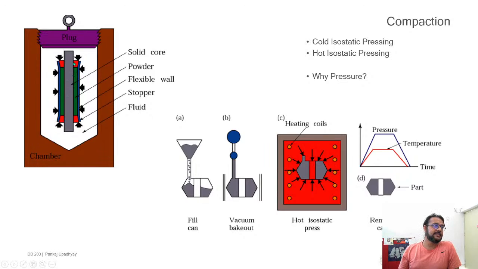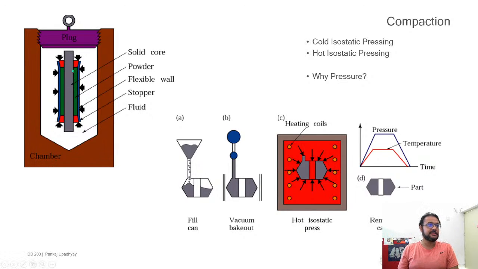Okay, and the idea is that whatever part you want, you build a shell inside which the powder is filled. The shell is designed in a manner that, once filled with powder, the internal cavity where the powder is held is in the shape of the part that you want.